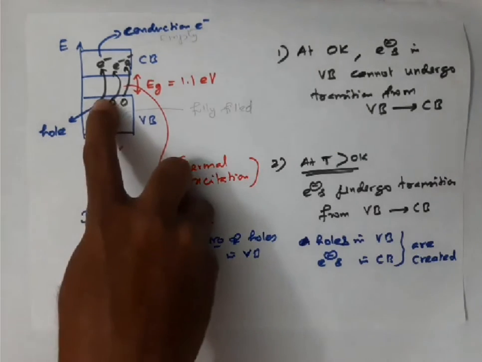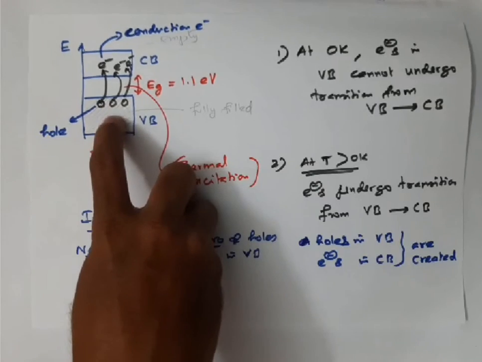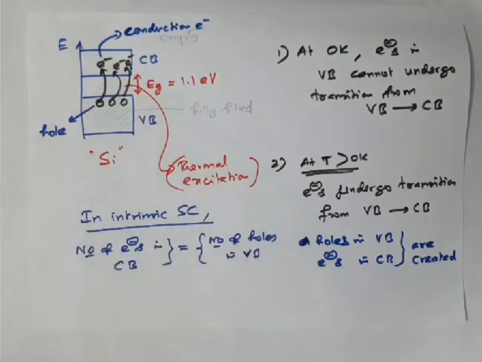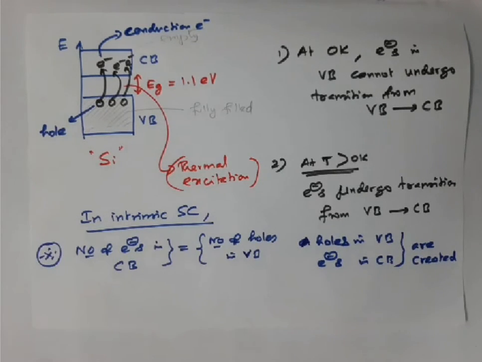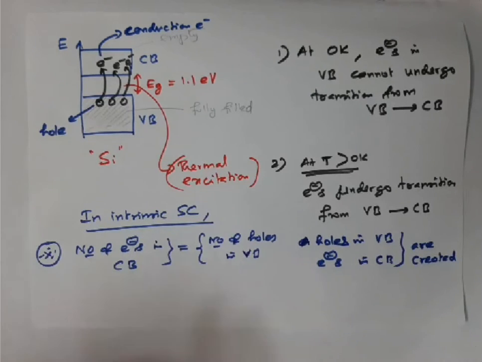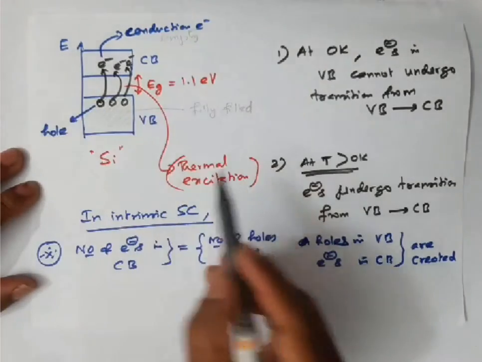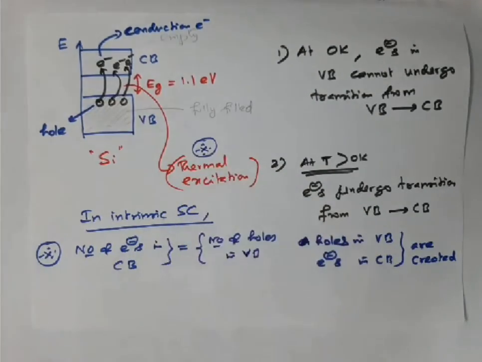These positive charges are represented as circles, also called holes. So you'll get holes in the valence band, and you'll get electrons in the conduction band. And the point that is very important here is, in the case of intrinsic semiconductor, number of electrons in the conduction band and number of holes in the valence band are exactly equal. And electrons and holes are generated only due to thermal excitation. Okay, what happens if you increase temperature further, students?